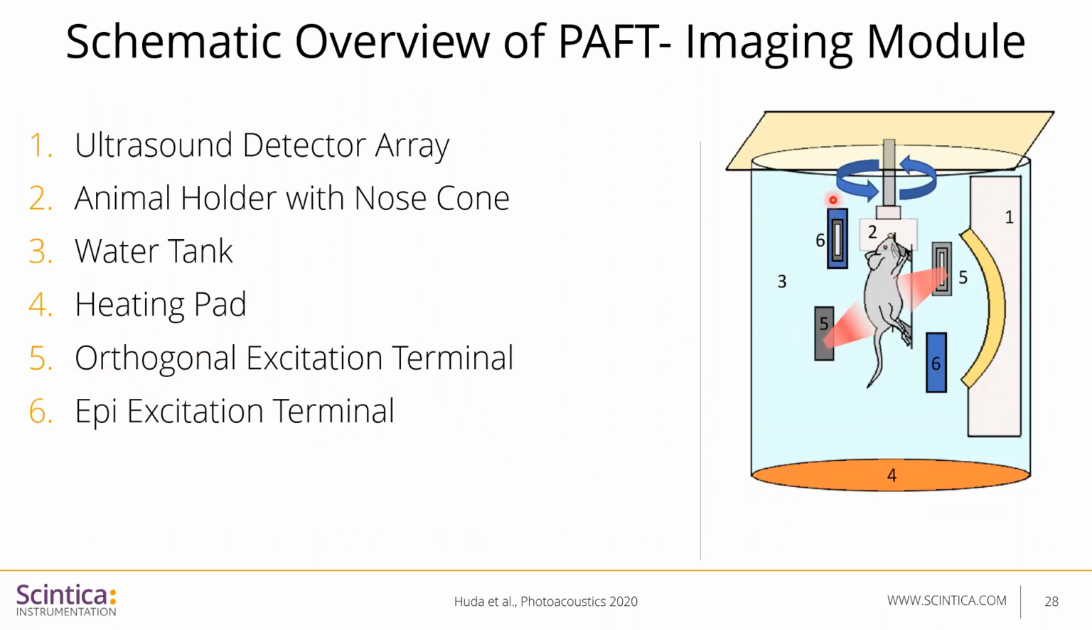One of the fiber terminals is called the orthogonal excitation terminal, which is mounted in the imaging chamber orthogonally to illuminate the object of interest. The other fiber terminal is the epi excitation terminal, which is placed 30 degrees with respect to the vertical plane of the transducer and is used to deliver light at 532 nanometers. So there are 2 terminals. One is the orthogonal excitation terminal and the second one is the epi excitation terminal.